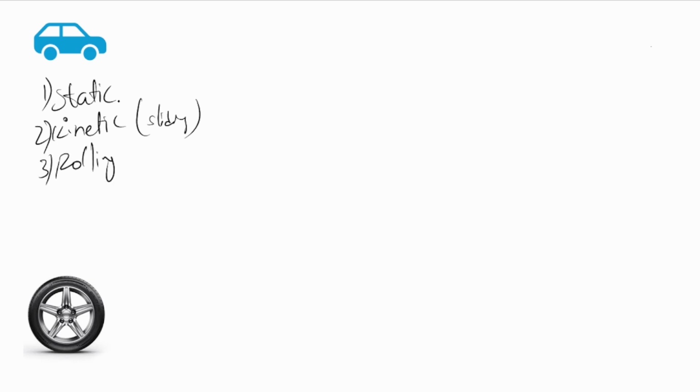So the first one is static friction, the second one is kinetic friction or sliding friction, and the third one is rolling friction. These are the three types of friction. Let's call static Fs, kinetic Fk, and rolling Fr.